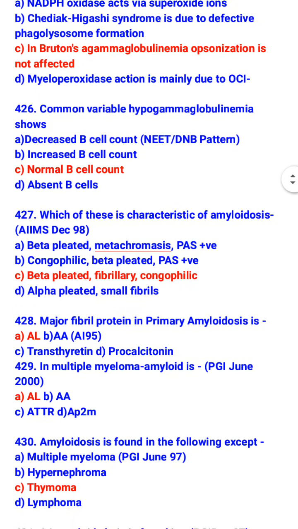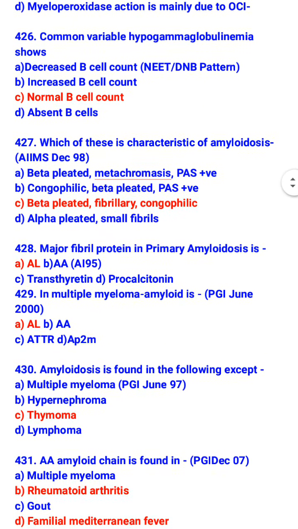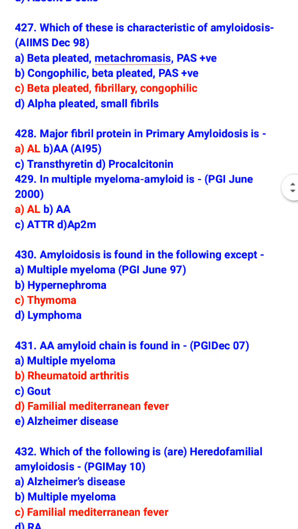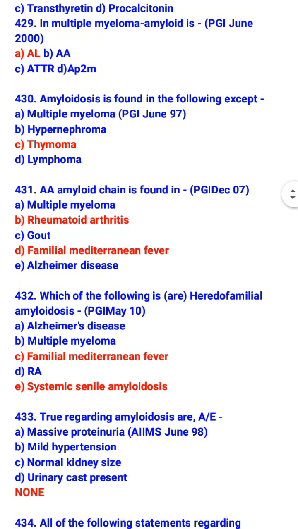Which of these is a characteristic of amyloidosis? Beta-pleated, fibrillary, congophilic. Major fibril protein in primary amyloidosis is AL. In multiple myeloma, amyloid is AL. Amyloidosis is found in the following except thymoma. So amyloidosis is found in multiple myeloma, hypernephroma, and lymphoma. AA amyloid chain is found in rheumatoid arthritis and familial Mediterranean fever.